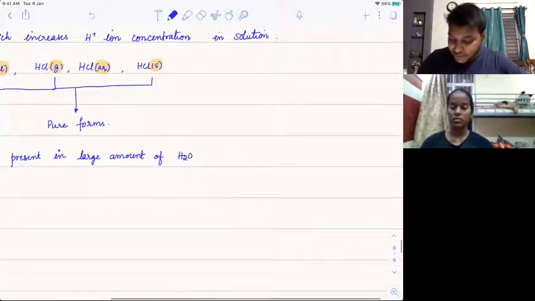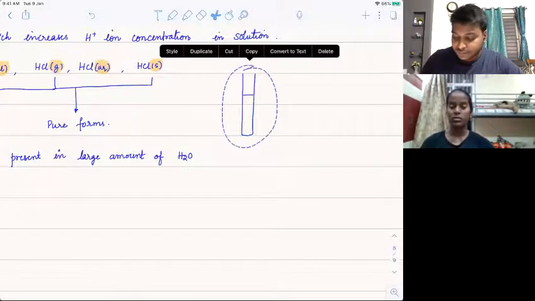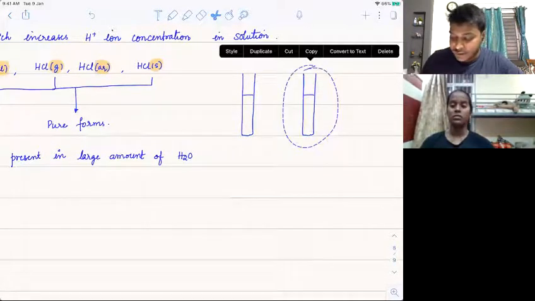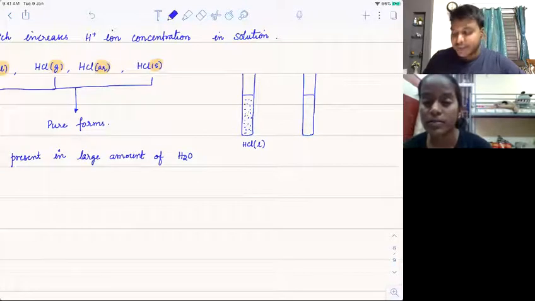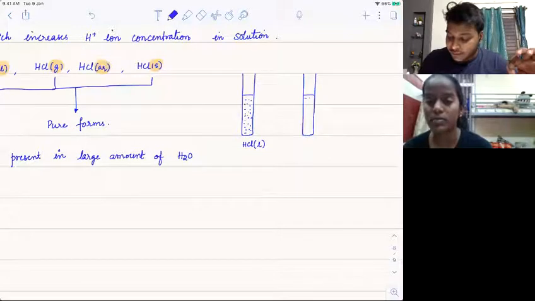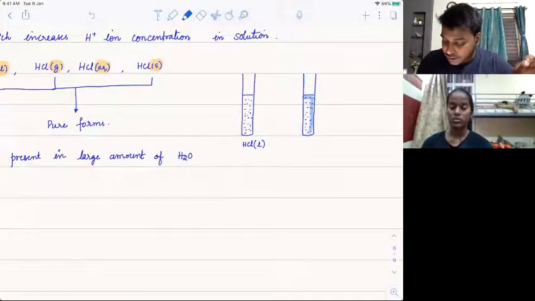Suppose I give you two test tubes, let's say this is test tube 1 and this is test tube 2. In the first test tube, let's say this is HCl liquid. What does this mean? This is a pure liquid of HCl. It's a pure form. But if I say this HCl is present in aqueous solution, it means there is water present in it.